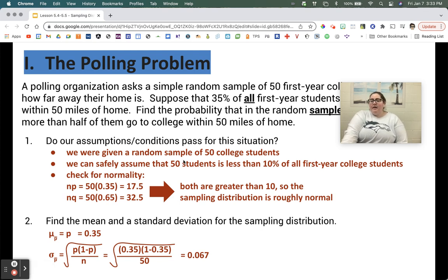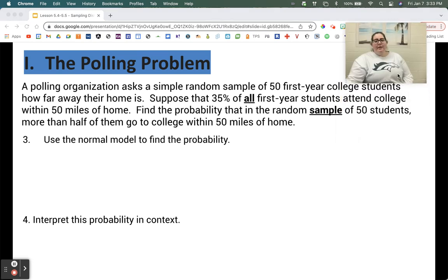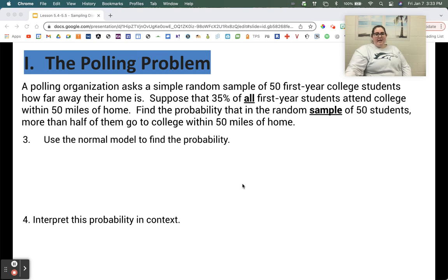So I've got the shape is normal. I know that I can accurately describe my sampling distribution because those other conditions or assumptions pass. And now I know my mean and the standard deviation. The next step is I need to find a probability. And a probability comes from, in this case, the normal model, since I have discovered that this sampling distribution is normal. So I'm going to use that normal model to calculate the probability that I'm looking for.